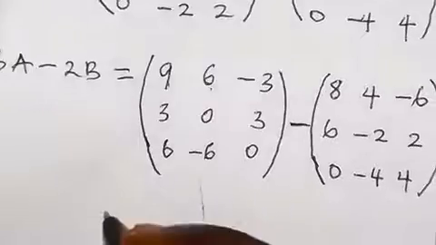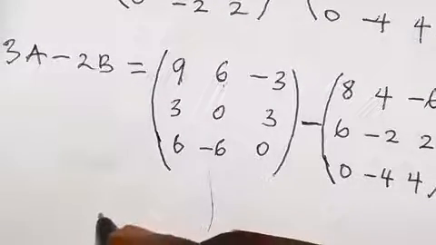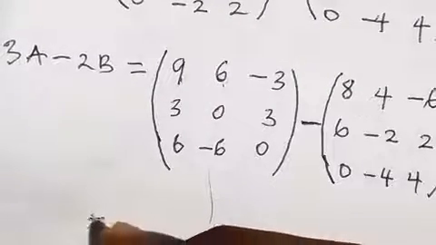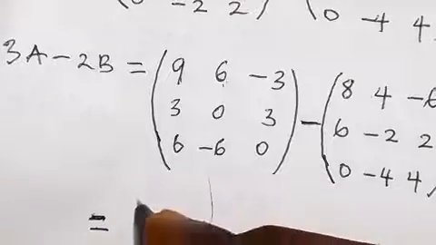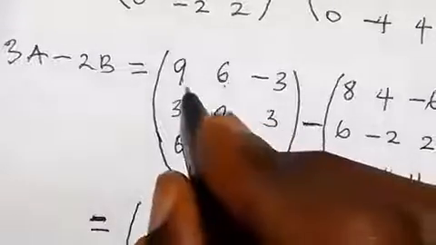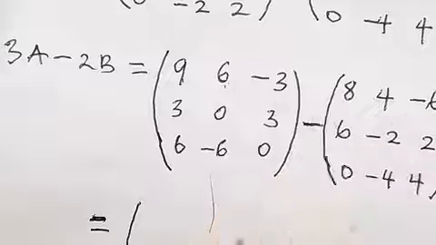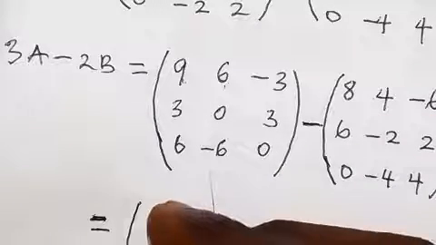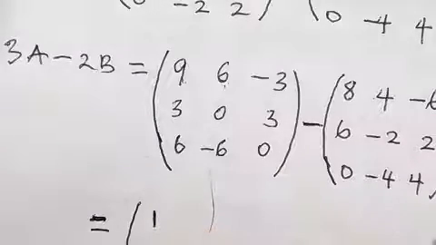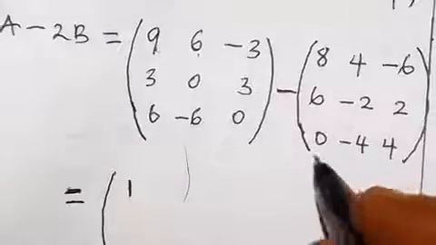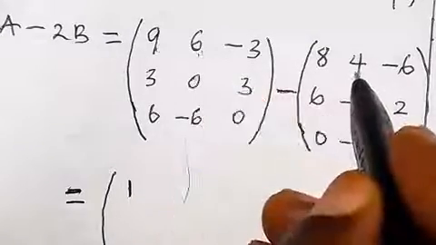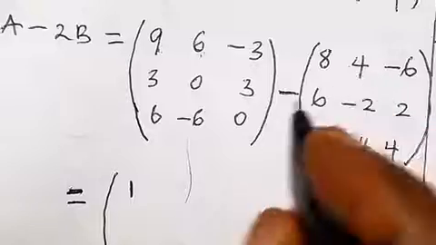Now, the result of this 3a minus 2b will then give us, subtracting corresponding elements. That means we have 9 minus 8, that's 1. We don't have to waste our time. Then we say 6 minus 4, that's 2.